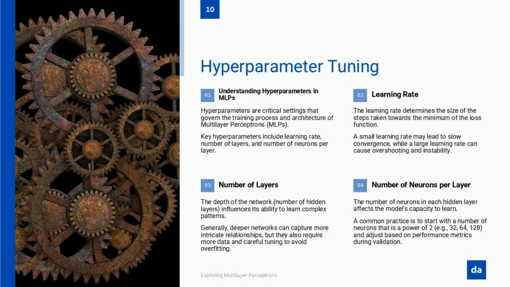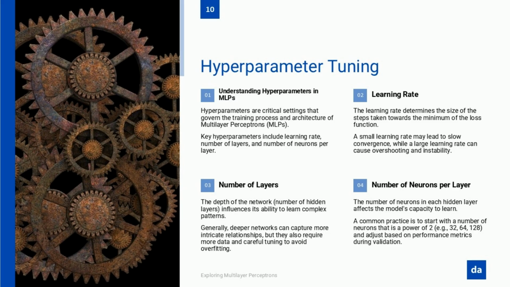A common approach is to start with a power of 2, like 32, 64, or 128 neurons per layer, and fine-tune based on performance. Then there's batch size, how many examples the network processes before updating the weights. Small batch sizes, like 16 or 32, introduce randomness, helping the model generalize better. Large batch sizes, like 256 or more, make training smoother but can lead to overfitting.